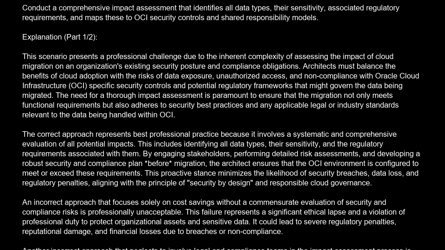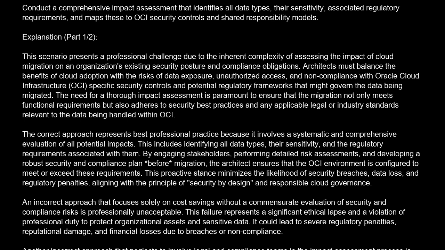Explanation. This scenario presents a professional challenge due to the inherent complexity of assessing the impact of cloud migration on an organization's existing security posture and compliance obligations. Architects must balance the benefits of cloud adoption with the risks of data exposure, unauthorized access, and non-compliance with Oracle Cloud Infrastructure, OCI-specific security controls and potential regulatory frameworks that might govern the data being migrated.